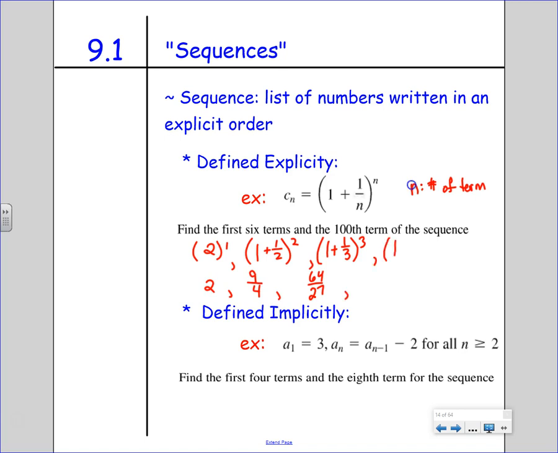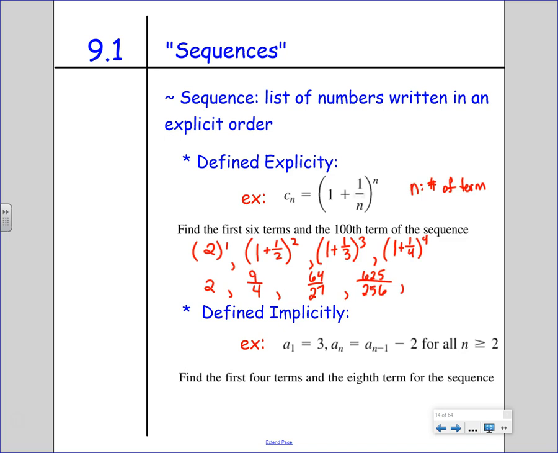Okay, fourth term. This is just getting weird. 5/4 to the fourth power. 5 to the fourth is 625. 4 to the 4th is 16 times 16, 256, right? That's what you need to calculate. How nasty is this? Well, it didn't start out that way.